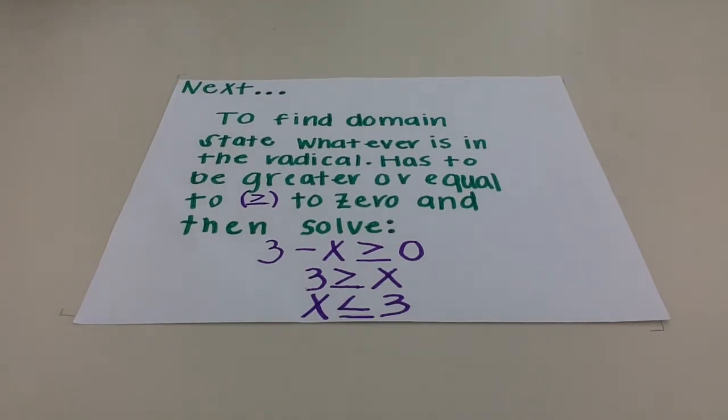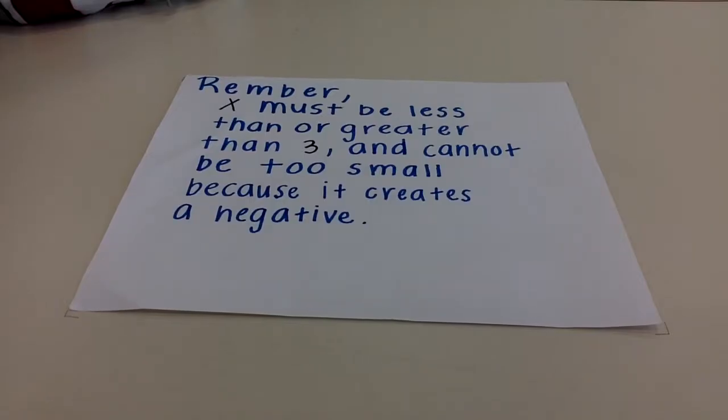To find the domain, state whatever is in the radical. It has to be greater than or equal to 0, and then solve. 3 minus x is greater than or equal to 0. 3 is then greater than or equal to x, so x is less than or equal to 3. Remember, x cannot be too large because it creates a negative. So if x was 4, 3 minus 4 is a negative number, which is a non-real solution.